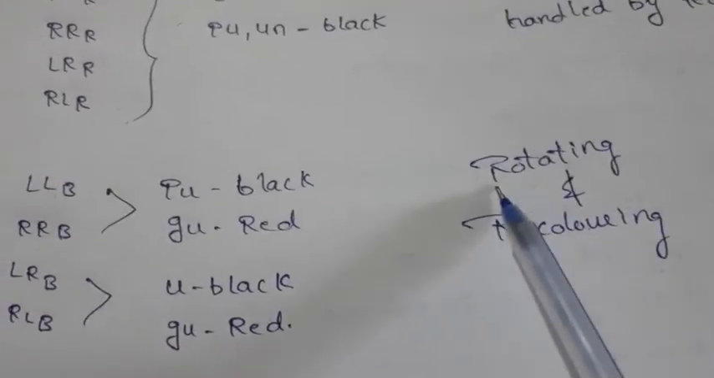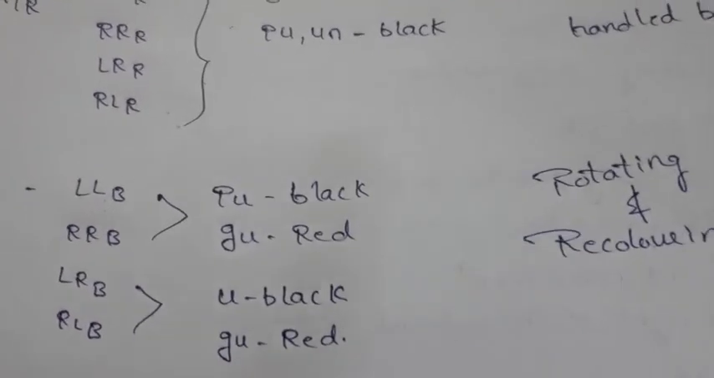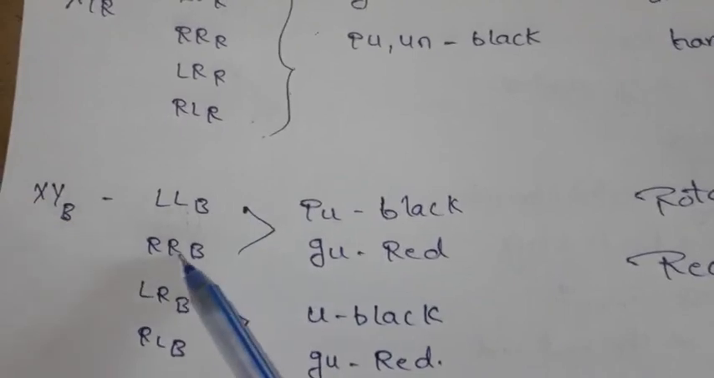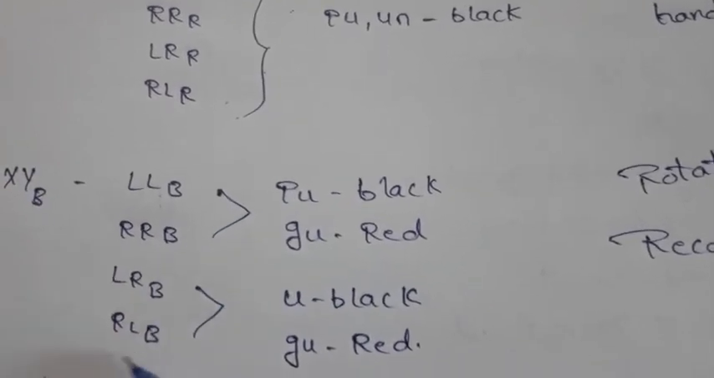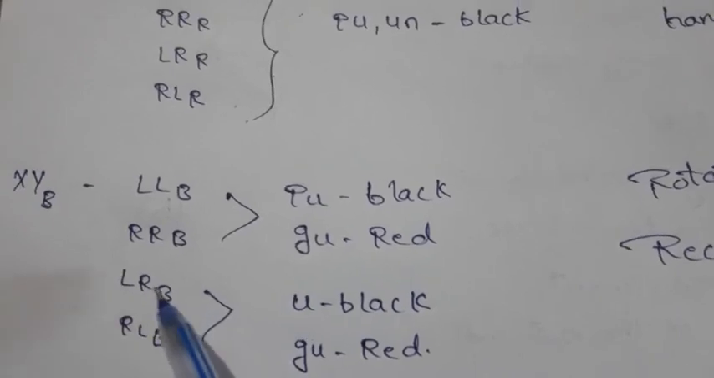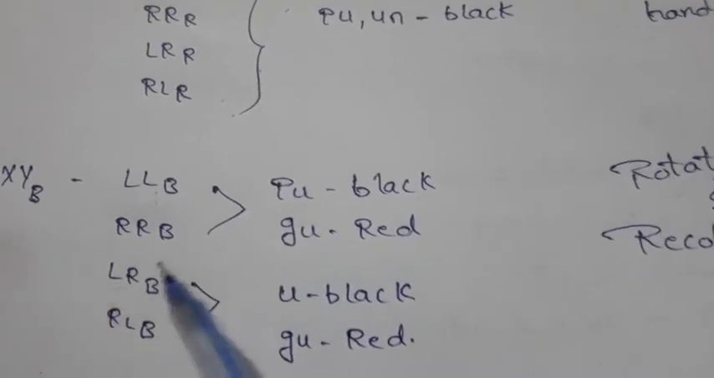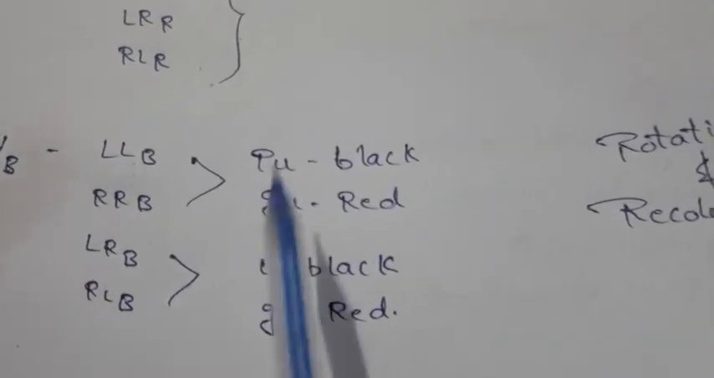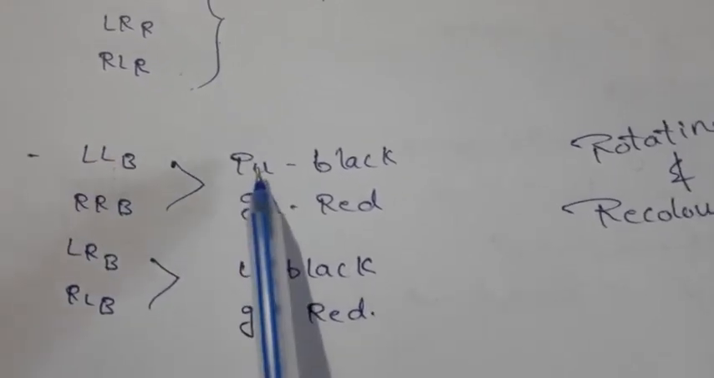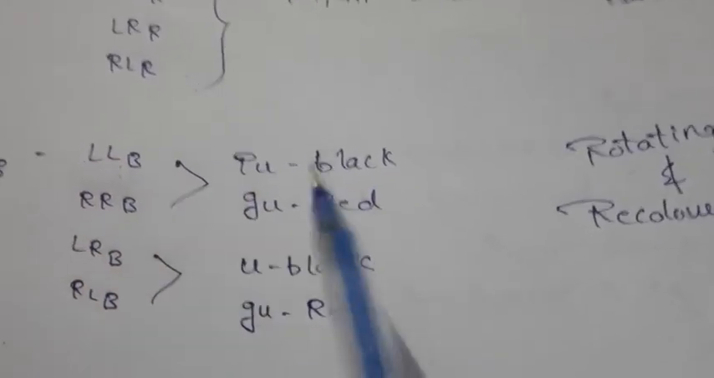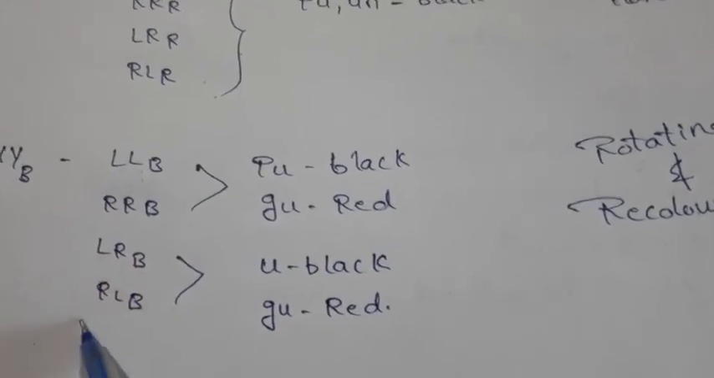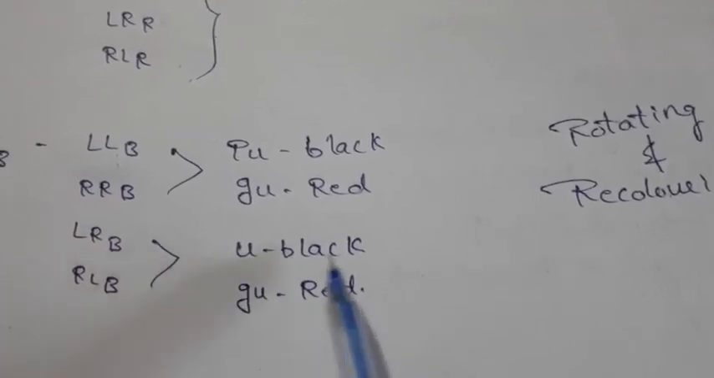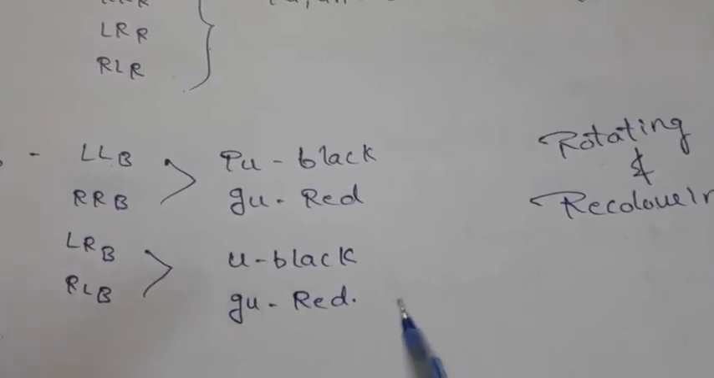And we apply the rotation according to LL or RR, or if it is LR, then the double rotation. So here LL and RR are the single rotations and these are the double rotations. If it is an LR rotation, we apply RR and then LL rotation, followed by a recoloring technique. So in this LL and RR, we change PU to black and GU to red, whereas in LR or RL, which are the double rotations, after rotating, we change U to black and GU to red.